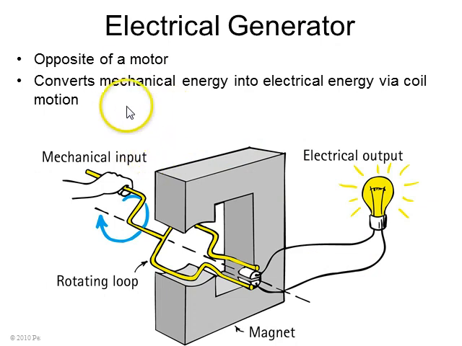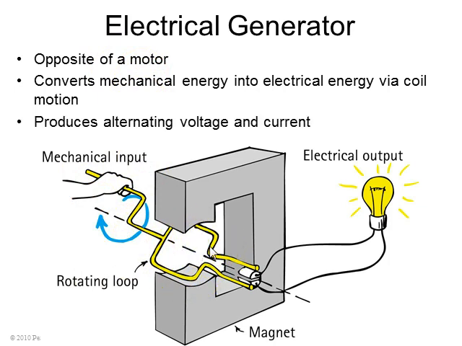So an electric generator is the opposite of a motor. You're taking mechanical input, you're rotating a loop of wire in a stationary magnetic field, and that produces an alternating voltage, which then can be used to create electrical current output.